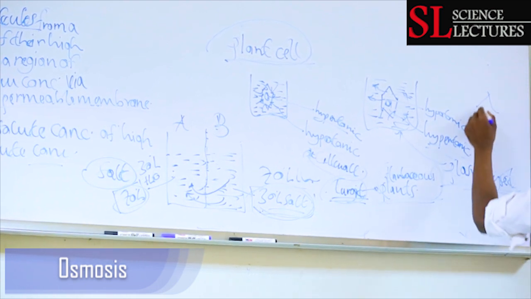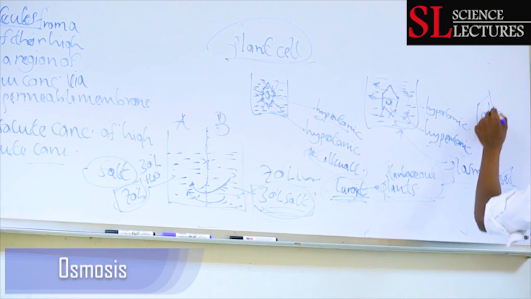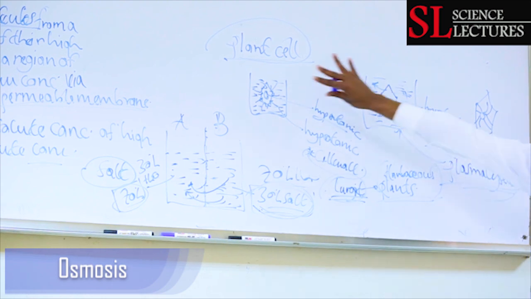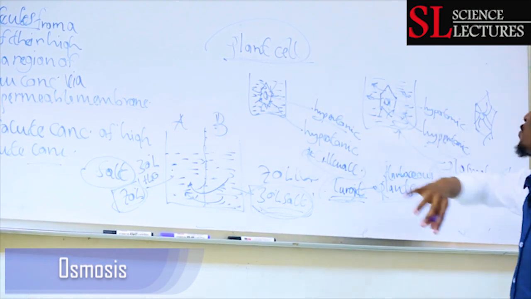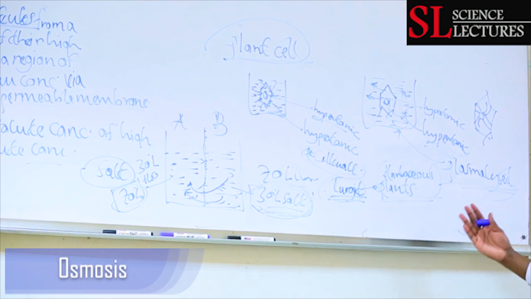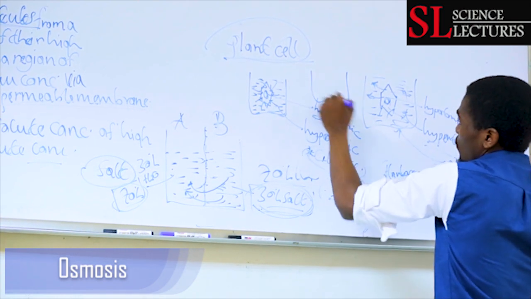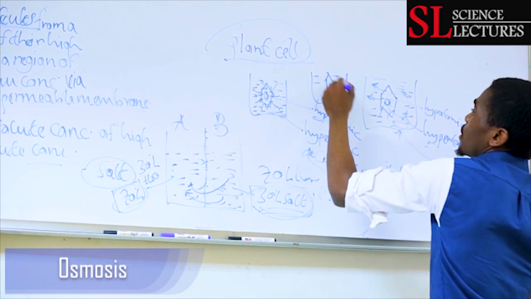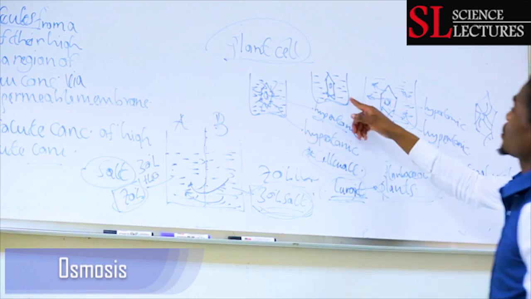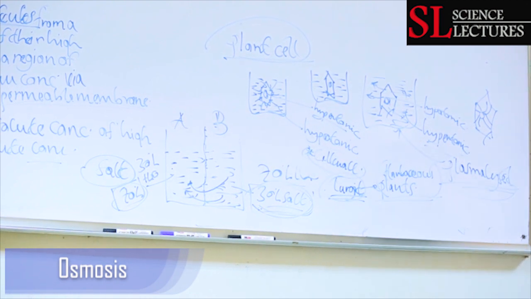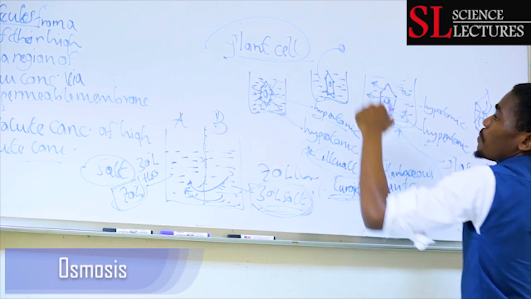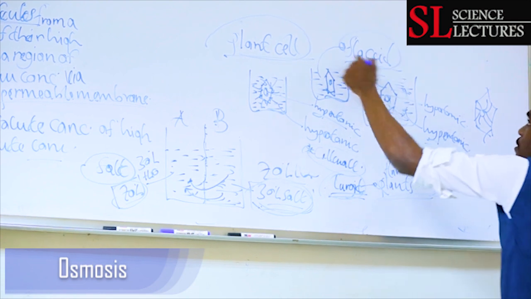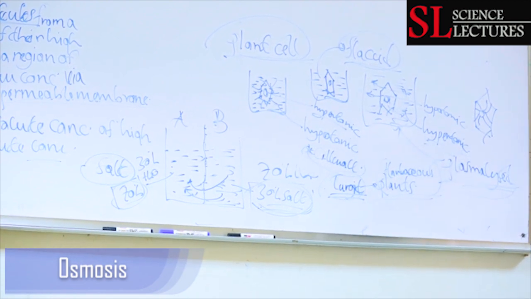And this is what will happen to our plant cell. It will lose water and it will plasmolyze. But for the animal cell, we said it will just shrink. But if a plant cell is placed in a solution which is isotonic, so equal, the same concentrations inside the cytoplasm and in the fluid outside, the plant cell will instead become flaccid. So that is what osmosis is all about in application.